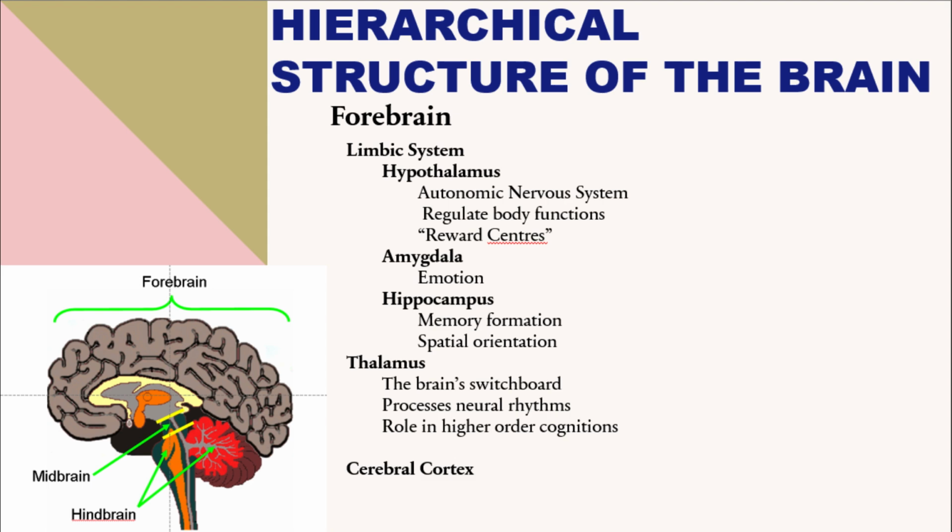The thalamus serves as the brain's switchboard for sensory information. It receives sensory input from various sensory pathways and relays it to the appropriate regions of the cerebral cortex for further processing. It also plays a role in consciousness, alertness, and attention.